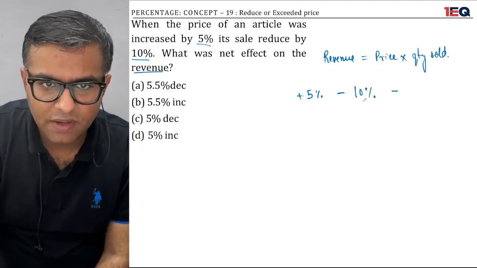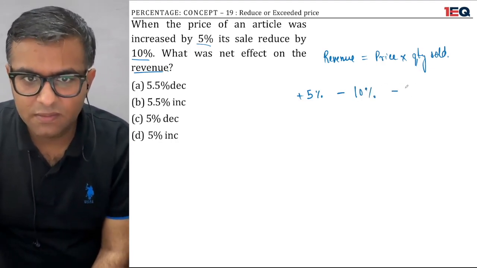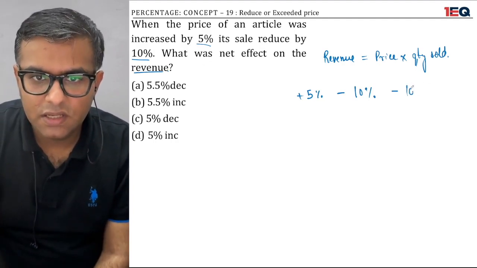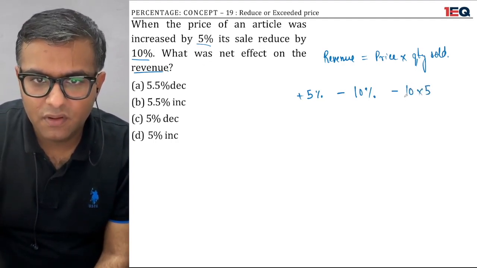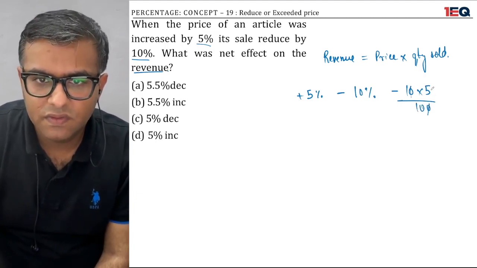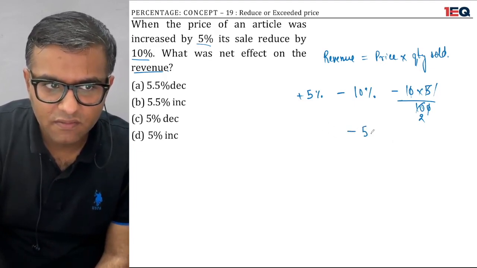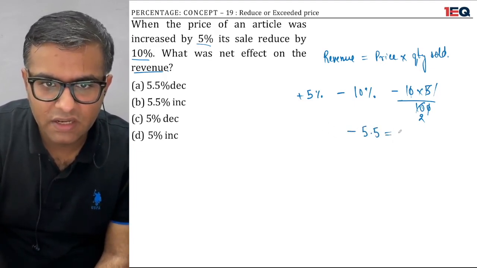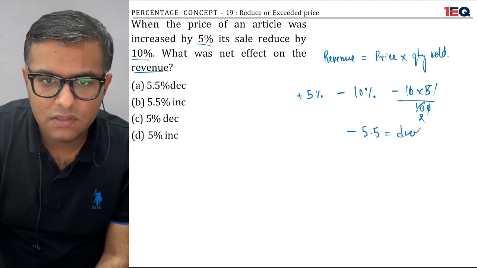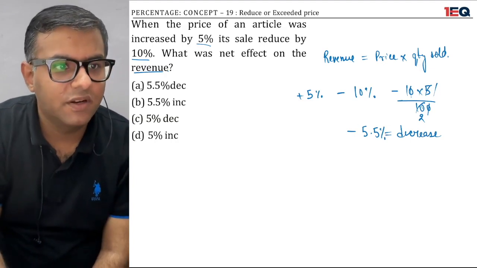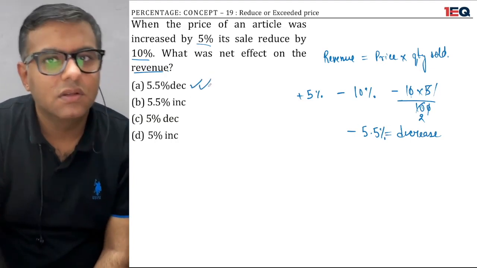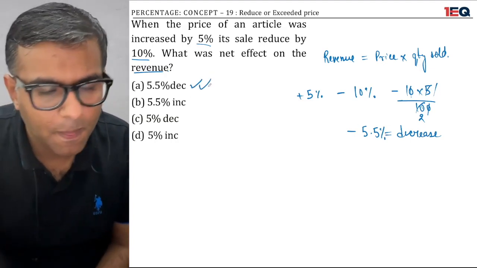There is going to be a minus factor coming from this plus multiplied by minus. Minus 10 multiplied by 5 whole divided by 100. So minus 5.5 would be the final answer, which means a decrease of 5.5%. So there is a decrease which is happening.